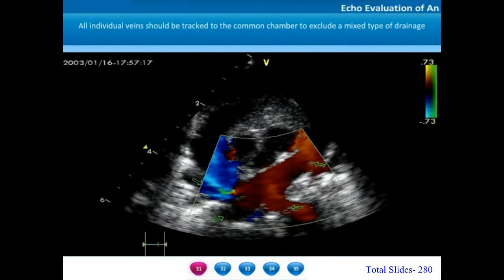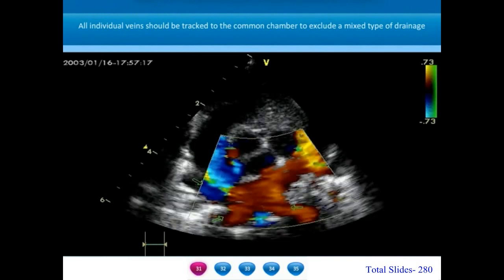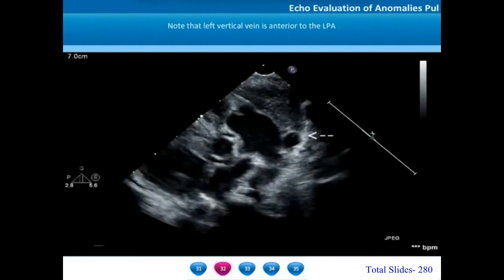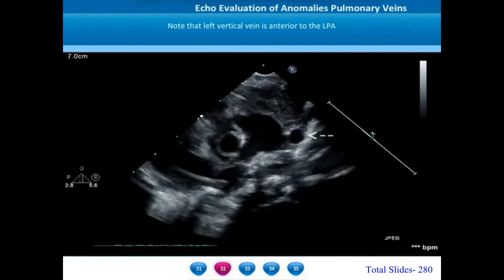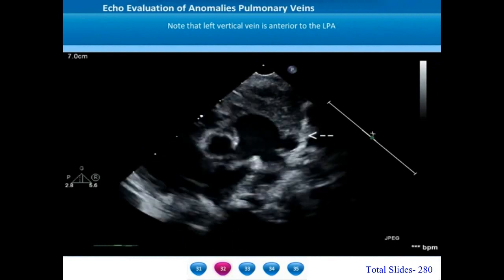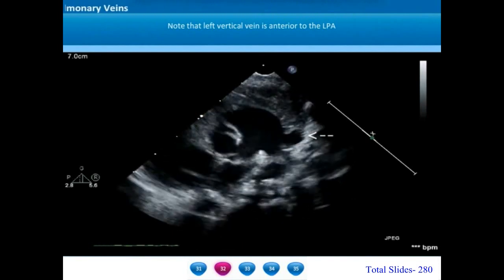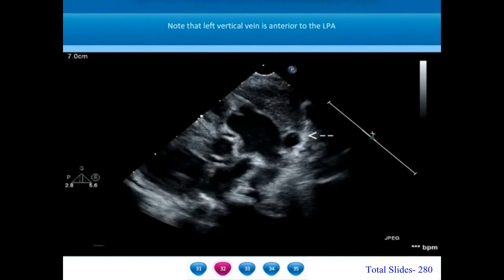The descending thoracic aorta with the flashing blue colored systolic blood flow is seen between the right and the left pulmonary veins. As we described earlier, the left upper pulmonary vein is the last to drain into the left vertical vein, and so often it also takes a red color because the direction of flow is towards the left vertical vein. It is important to recognize that the left vertical vein often courses anterior to the left pulmonary artery, and so is not obstructed in its course.